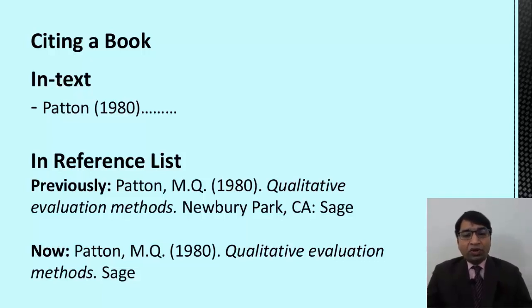Again, there is one difference actually. Previously we used to write the name of the place where the publication company is or where the book was published from. But according to APA 7th edition, we only write the name of the publisher. We do not need to write the name of the city where the book is published from or where the publication company is, right? So you can see previously Newbury Park, California, CA was mentioned over there, but in the new style, only the publisher name, the publication company name, is mentioned.